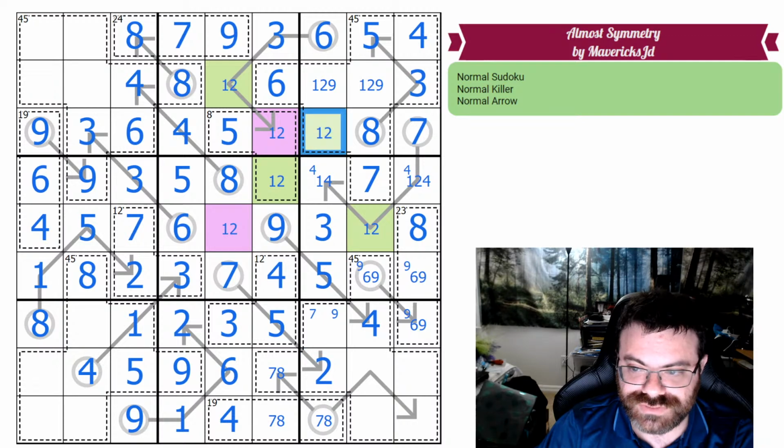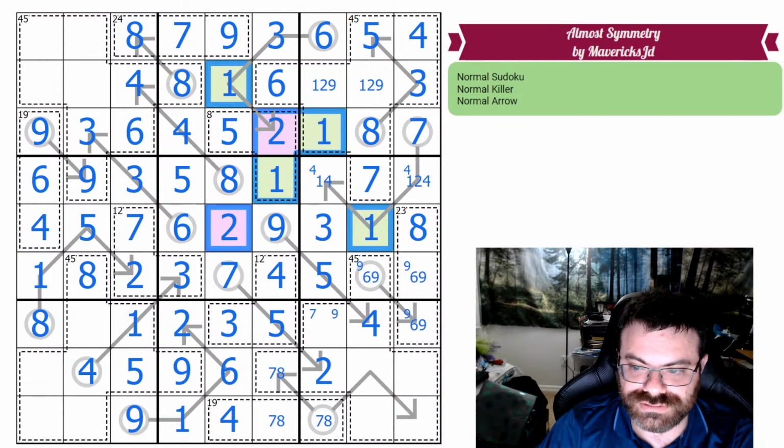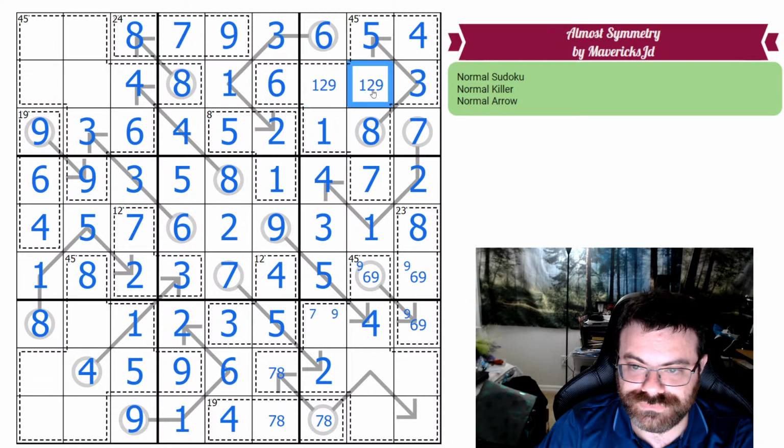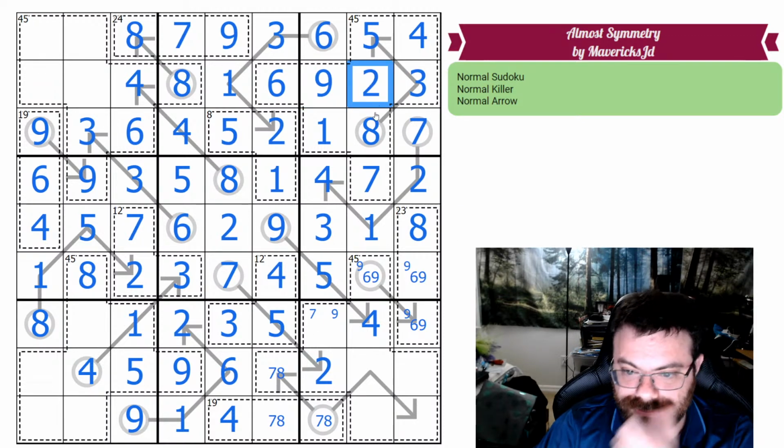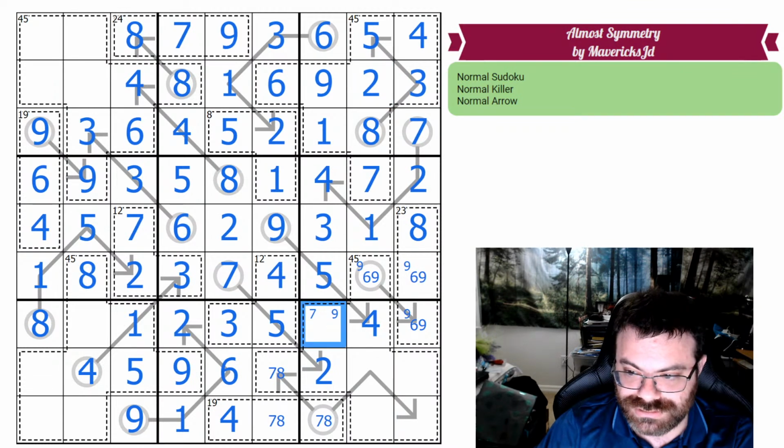Oh, there's a 2 here already. So all the greens are 1. All the purples are 2. We can get rid of their colors. This is 4 and 2. Neither of these are 1. There's a 2 here, so this is 2 and 9 and 2, I mean. This is not 9. That puts the 9, 6, and 9.